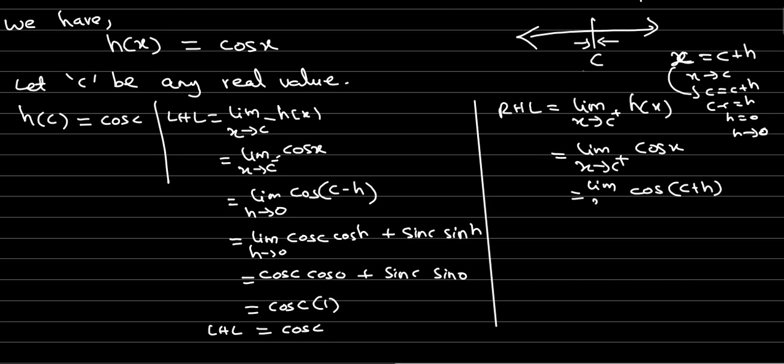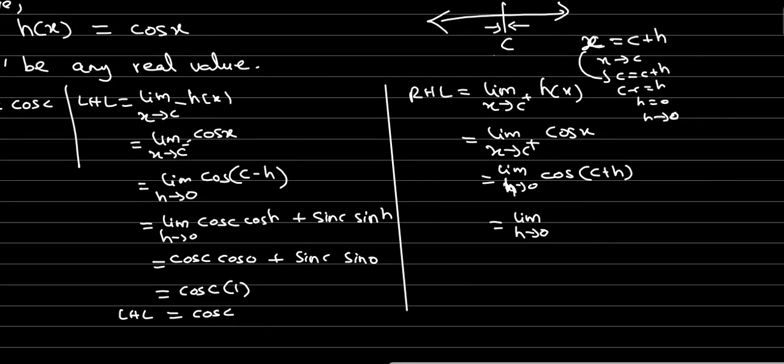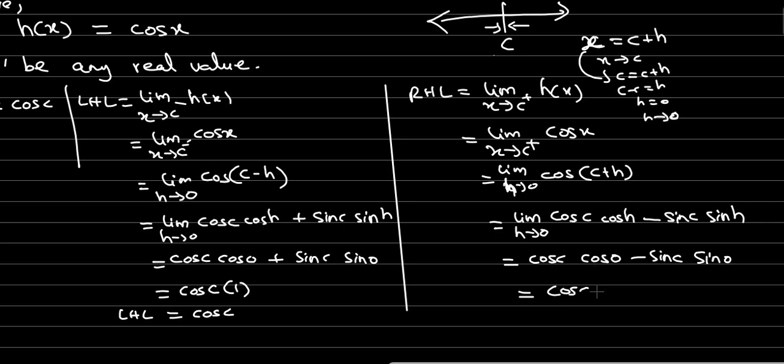So the limit as h approaches 0 of cos of c plus h. Using the formula for cos of x plus y, we expand this: cos c cos h minus sin c sin h. Now apply the limit: cos c cos 0 minus sin c sin 0. Cos 0 is 1, and 1 times cos c is cos c itself. Sin 0 is 0, and 0 times sin c makes the entire term 0. So we have only cos c.